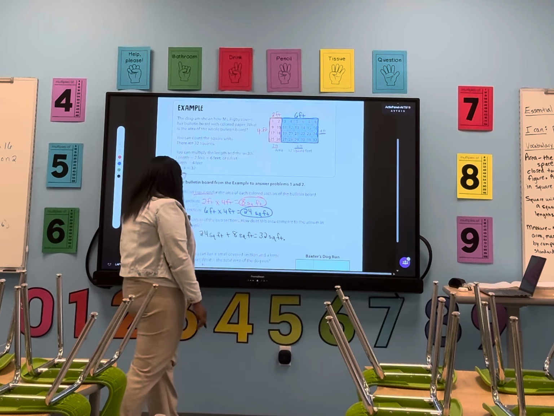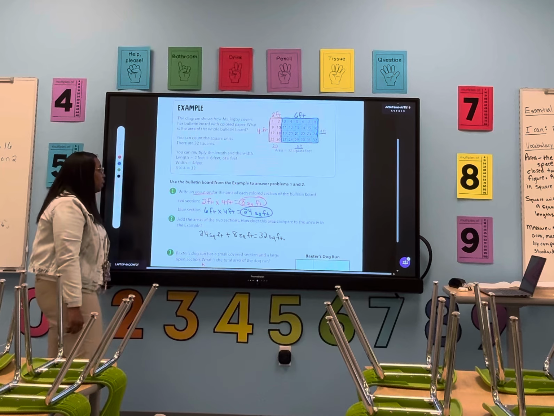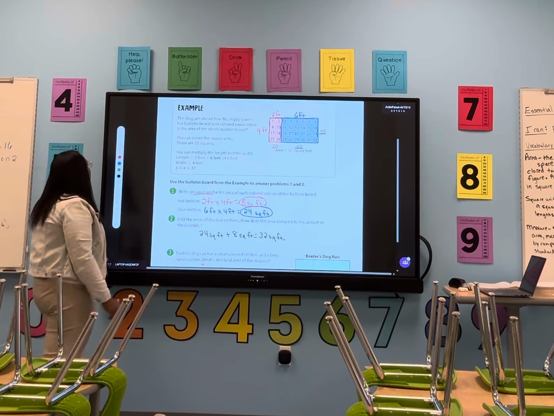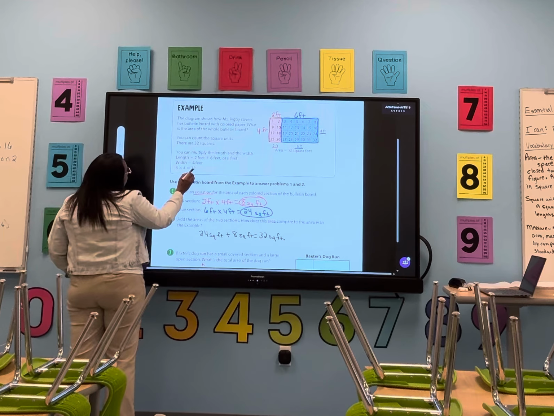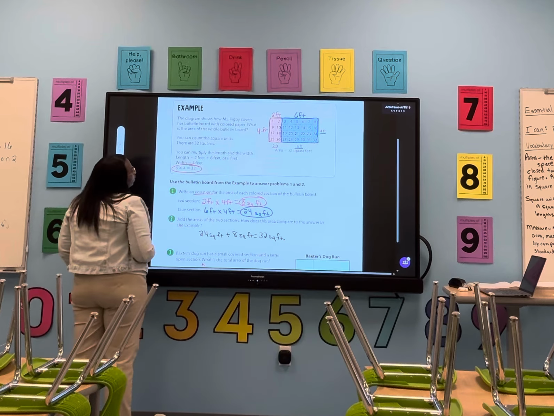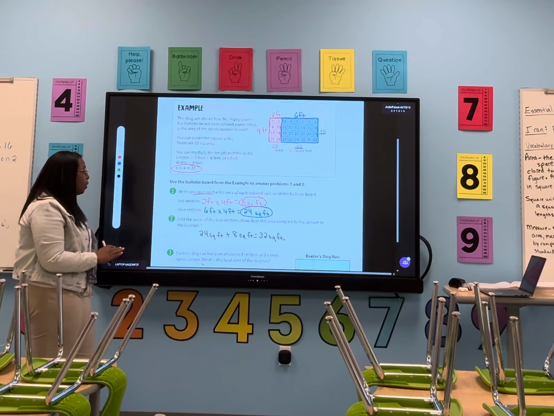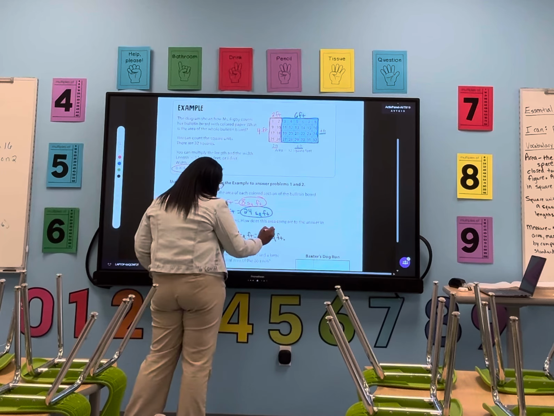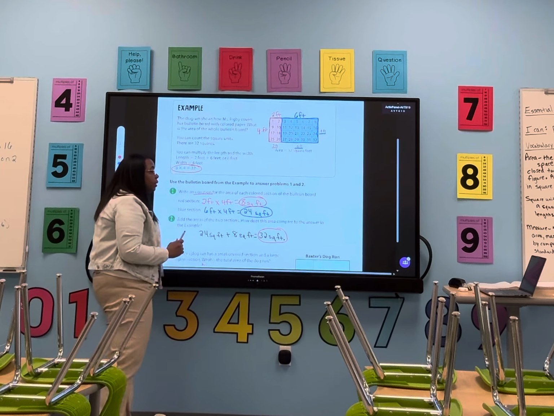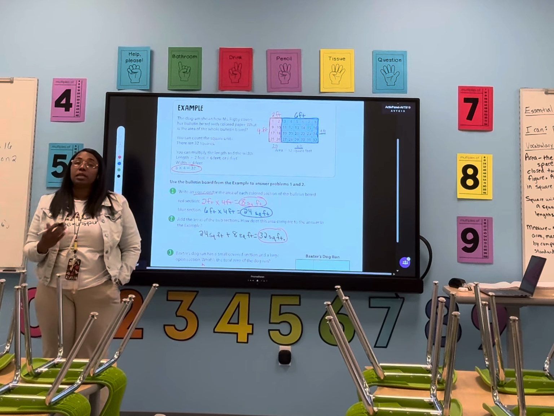Okay, so then they ask, how does this area compare to the answer in the example? Well, if we look at the answer in the example, they got 32 as well. So that means that our answer was 32 as well. So how do they compare? They are both the same answer.